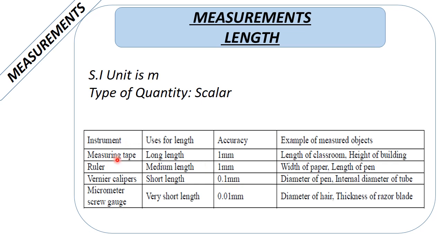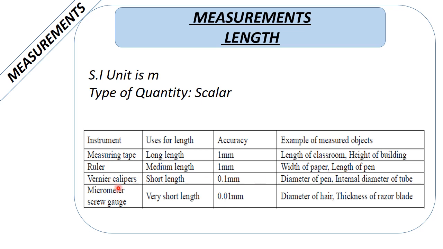So I'll start with the measuring tape. Of course, measuring tape is used to measure long length, and the accuracy is 1 millimeters, which means the smallest length you can measure is 1 millimeters. Examples, of course, are length of classroom, height of building, and the likes. Also, I've got the rule, which measures medium length, and of course, the accuracy is just the same as the measuring tape. And examples of objects include width of a paper, length of a pen.